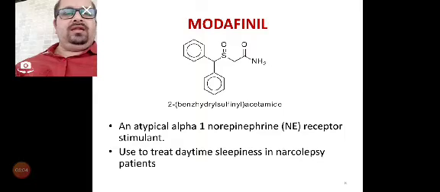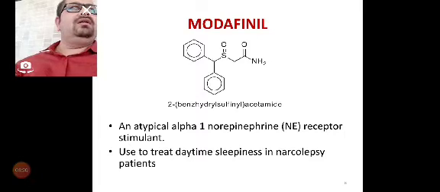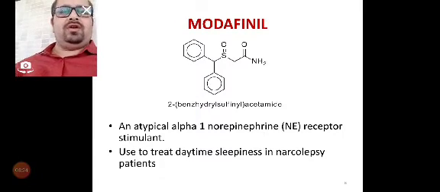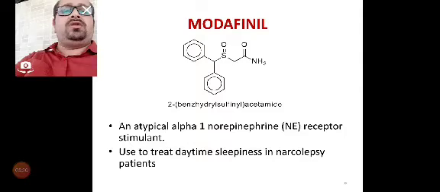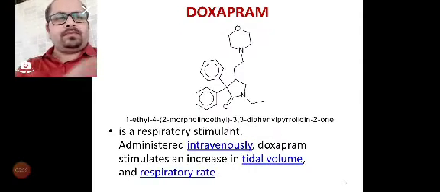This modafinil is an atypical alpha-1 norepinephrine receptor stimulant. Norepinephrine means noradrenaline. It is used to treat daytime sleepiness in narcolepsy patients. Those patients sleep in the daytime. So if you administer or recommend this drug, they can overcome their daytime sleep with the help of this CNS stimulant or analeptic.